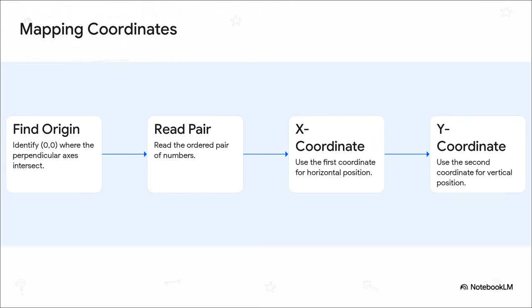Say we need to find the ordered pair (3, 4). Step 1, we start dead center where the perpendicular axes cross. That's the origin, or (0, 0). Step 2, we read our numbers. Step 3, we take that first coordinate, the 3.